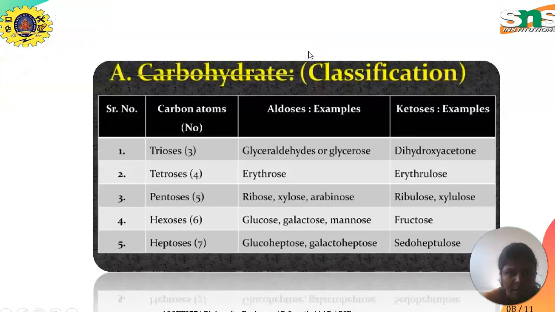Carbohydrate classification, which we have already seen in previous slides. Depending upon the number of carbon atoms, it is classified into 5 categories, and depending upon the functional group, it is classified into aldose and ketose. These are the examples of aldose and ketose. Glyceraldehyde, erythrose, ribose, glucose, glucoheptose, and others. Dihydroxyacetone, erythrulose, ribulose, fructose, pseudoheptulose.